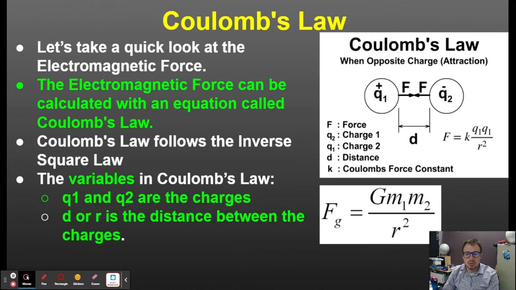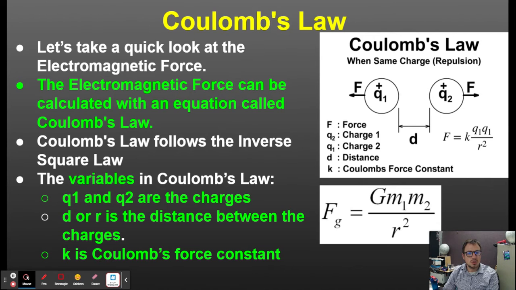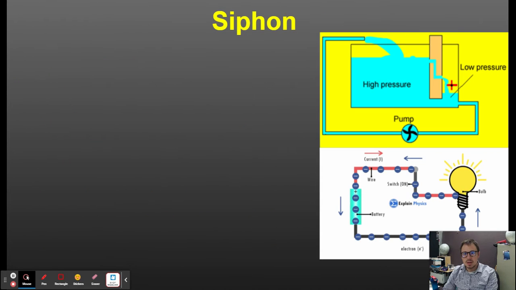And the variables: Q1 and Q2 are the charges, d or r is the distance between the charges, and k is Coulomb's constant. Notice how Coulomb's law is very similar to Newton's universal law of gravitation. So that's what we learned.